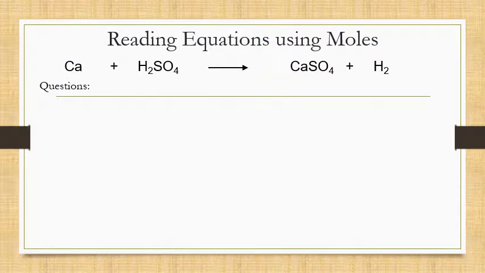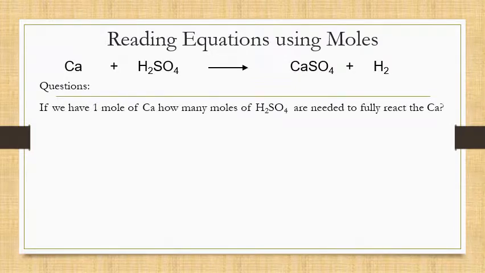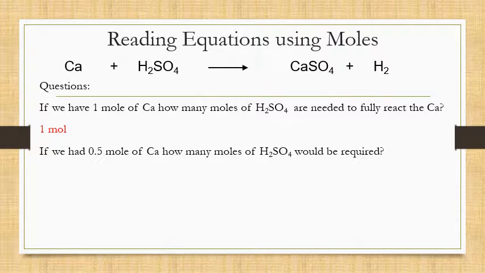Right. So the questions are, if we have 1 mole of calcium, how many moles of sulfuric acid are needed to fully react the calcium? Again, pause the video and see if you get the correct answer. Okay, you should have got 1 mole, because it's a 1-to-1 ratio. It's all about ratios. If we had 0.5 moles of calcium, how many moles of sulfuric acid would be required? Again, it would be half a mole, because it's a 1-to-1 ratio. So if you divide 1 by 2, you've got to divide the other side by 2.